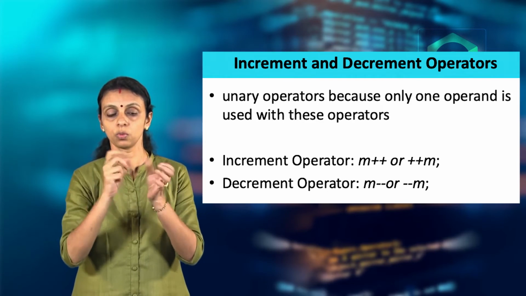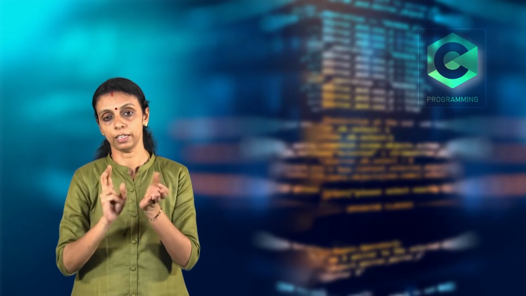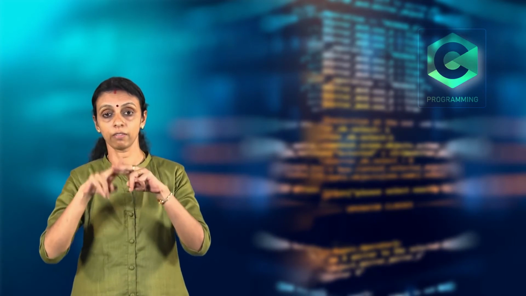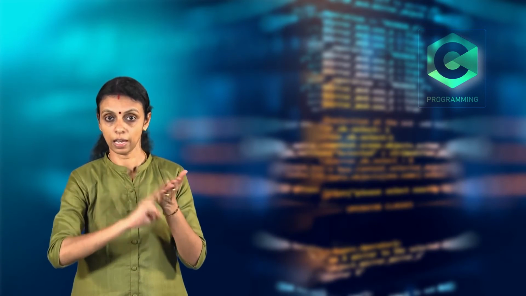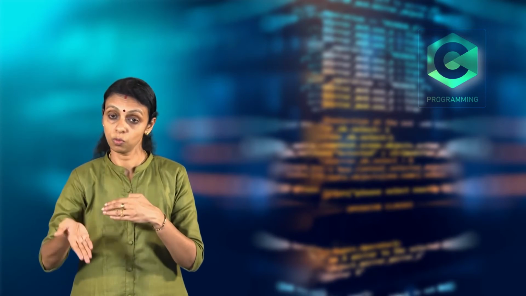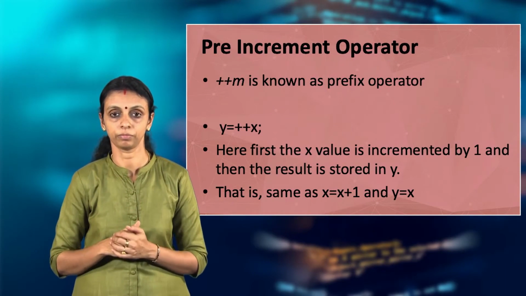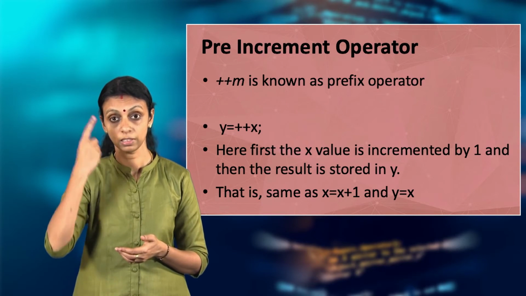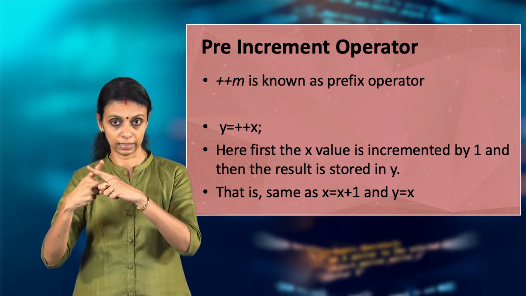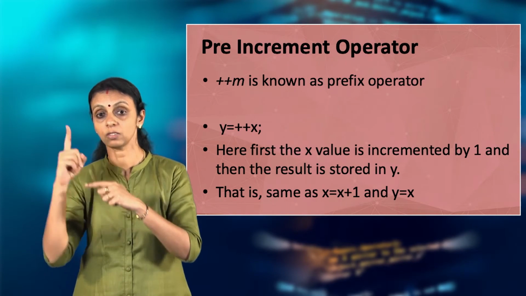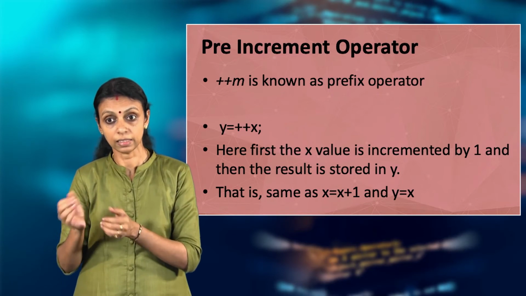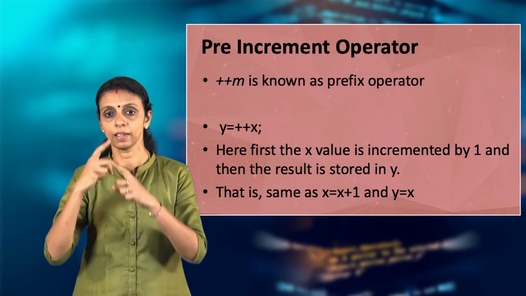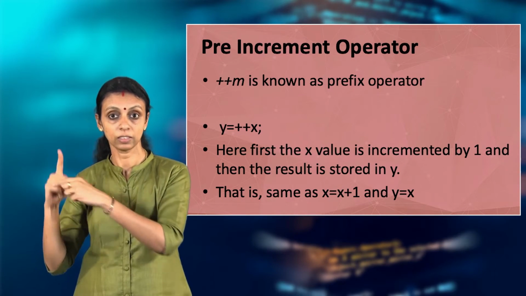Pre-increment and post-increment. Plus plus m is known as prefix operator and m plus plus is known as postfix operator. Consider this. Here the value of x is incremented by 1 and then the result is stored in y, that is same as x equal to x plus 1 and y is equal to x.